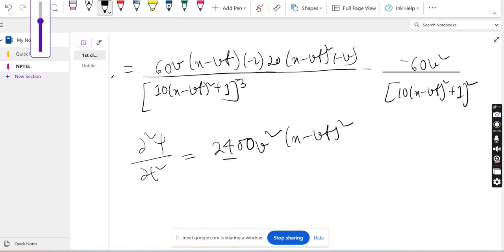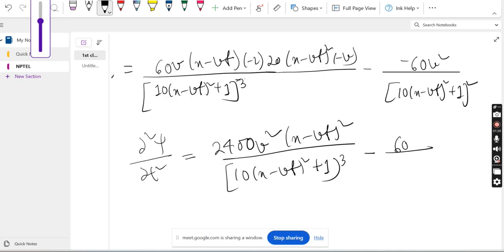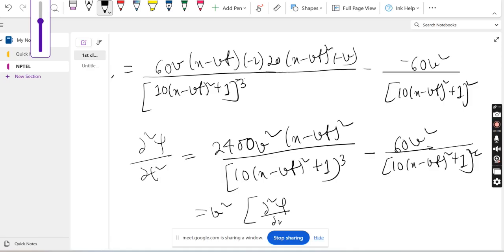minus 2t whole square by 3x minus vt whole square plus 1, with 3 minus 6t square, 3x minus vt square plus 2 whole square. So that is basically the derivative for which the expression exists.